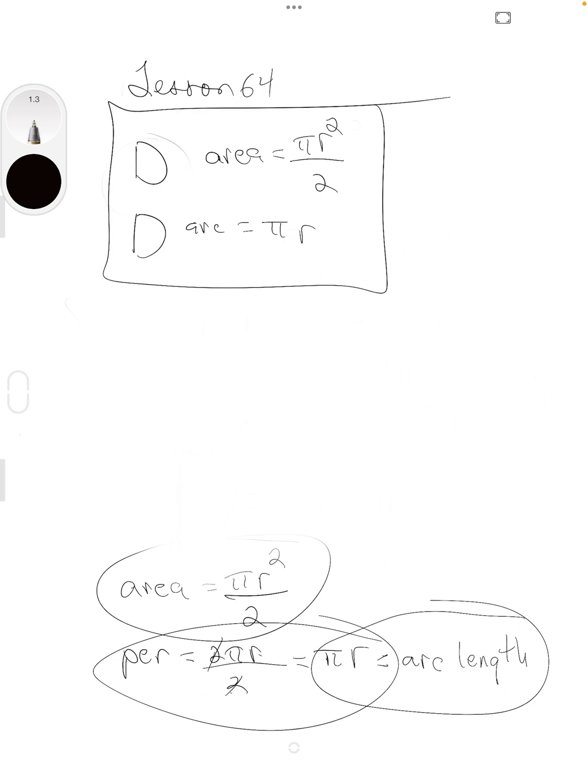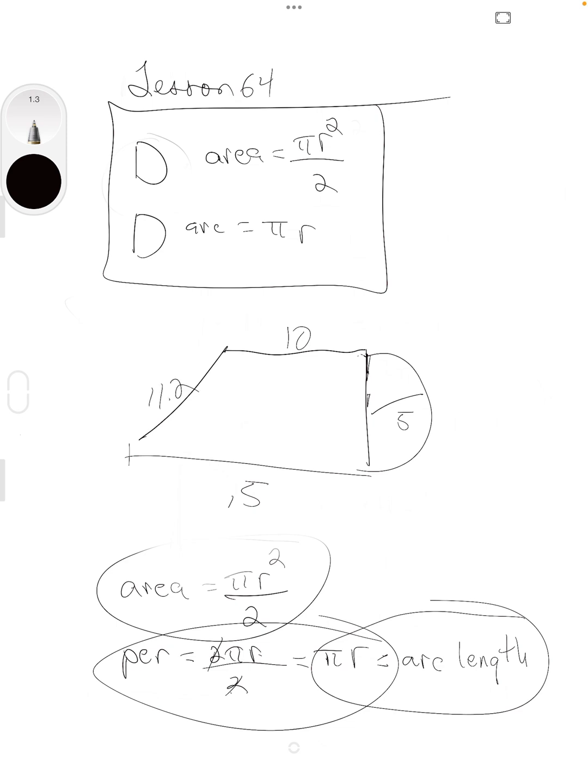And then you'll have some problems where they will give you a shape made of several pieces. They'll do a dashed line through this one, and they'll say the radius is 5, this one's 10, this one 15, and this one 11.2, and they'll ask what's the area? Well, you have to find the area of this piece, this piece, and this piece, and add them together. Or they'll ask what's the perimeter? Well, you have to find that piece plus that piece plus that piece plus that piece plus the half circle arc length. And that's how you do it. That's lesson 64. Let's move on to lesson 65.